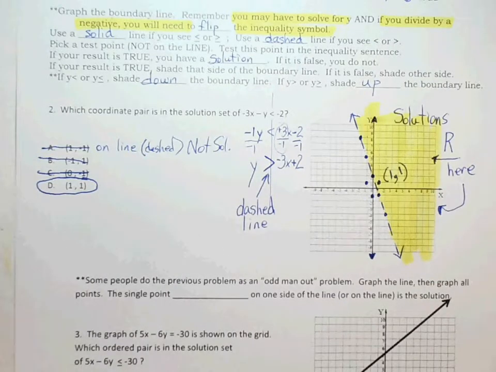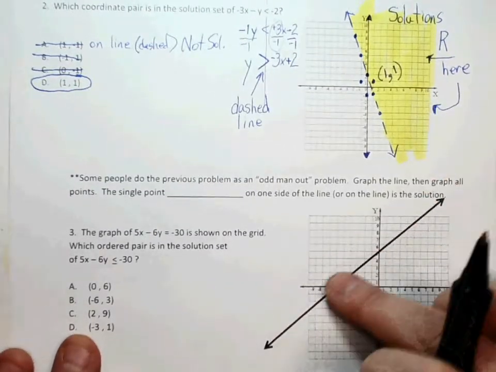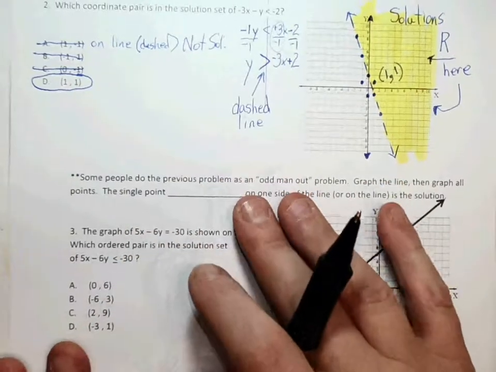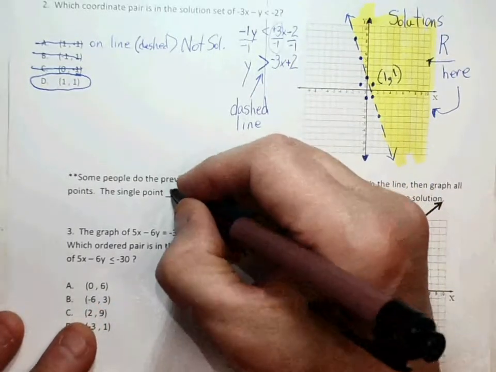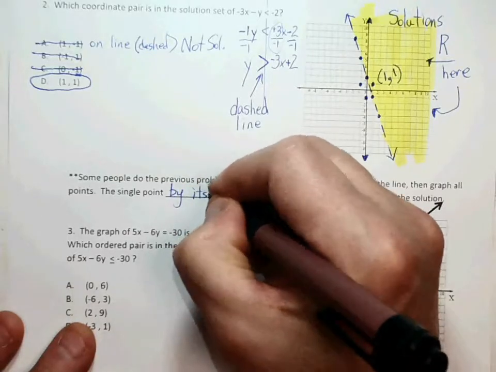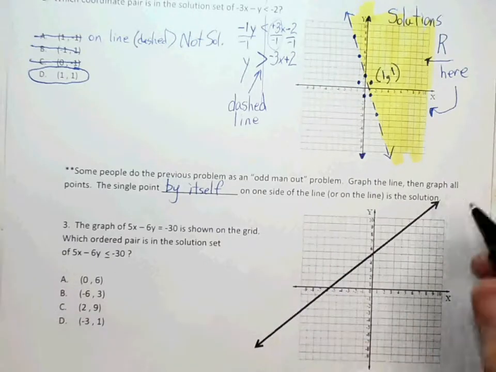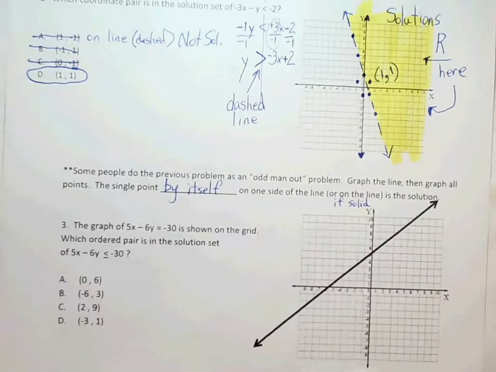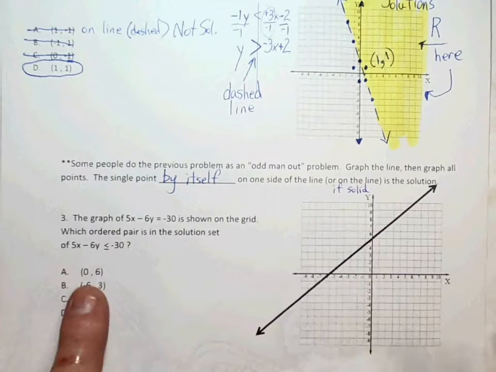Okay. Now, some people can do these problems if they give you the line and the equation and just give you 4 points. I've heard this called odd man out. So the single point that is by itself on one side of the line, or on the line if it's solid, is the solution. So we can kind of move around here and just say, well, let's plot these points first.